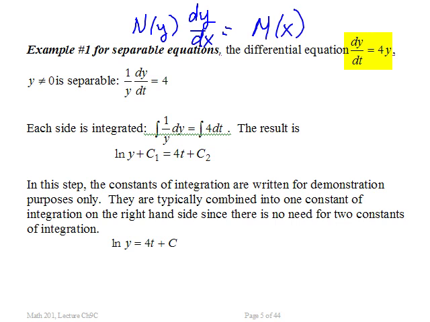Alright, I'm going to divide by y, assuming y is not constant, and my n of y is 1 over y. Here's my dy/dx, and after the equal sign is a function only of x, which is 4, and the constant is okay in this case, as long as it's not a function of y. Now we can integrate both sides.